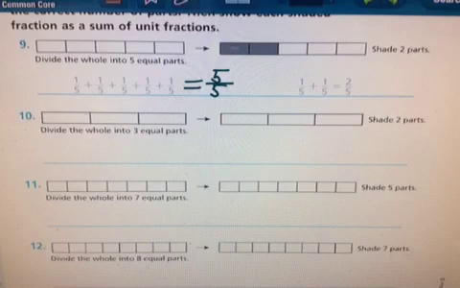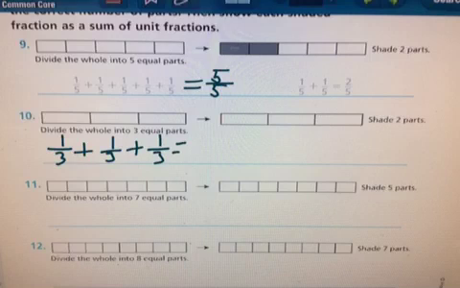So we go to the next one, number 10, and right here we have 3 equal parts. So that means each one of those pieces is a unit fraction. So we have 1 unit fraction out of 3 parts. Right here we have 1 unit fraction out of 3 parts. And under here again we have 1 unit fraction out of 3 parts. And if we add those together, we get 3 unit fractions out of 3 parts.